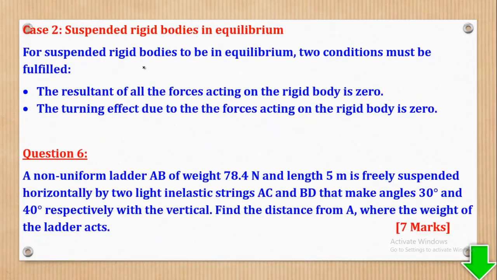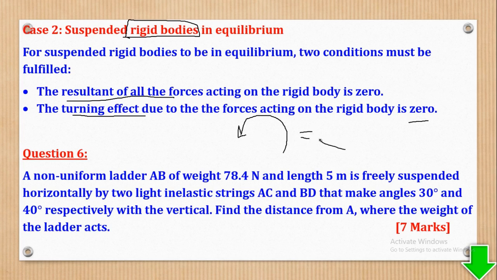So that has been suspended particles, but your case 2 now will be suspended rigid bodies. Now, unlike suspended particles, for rigid bodies another condition comes in. For particles it is only the resultant force which is equal to 0, but for rigid bodies also the turning effect must be 0. When the turning effect is 0, it means that the sum of anti-clockwise moments is equal to the sum of clockwise moments.